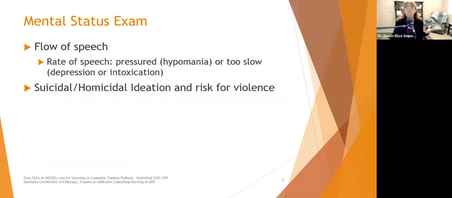We also want to do an assessment of their suicidal and homicidal ideation. Are they currently experiencing suicidal or homicidal thoughts? And have they in the past experienced suicidal or homicidal thoughts? And if they have, we want to inquire a little bit more about what triggered those things and where they're at with those feelings right now.